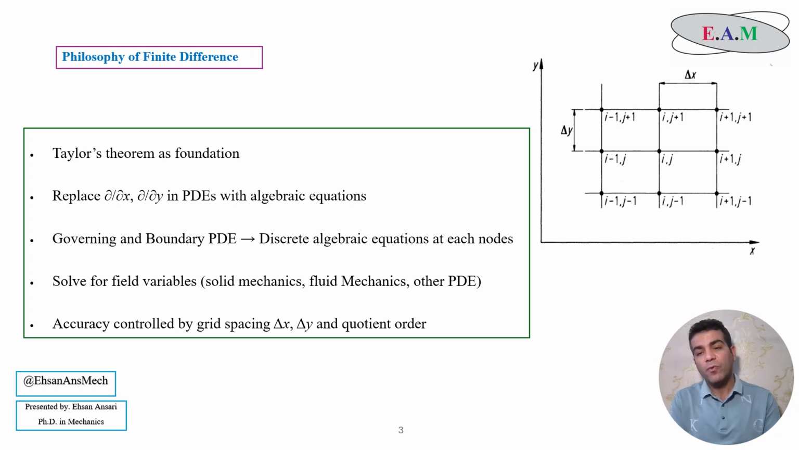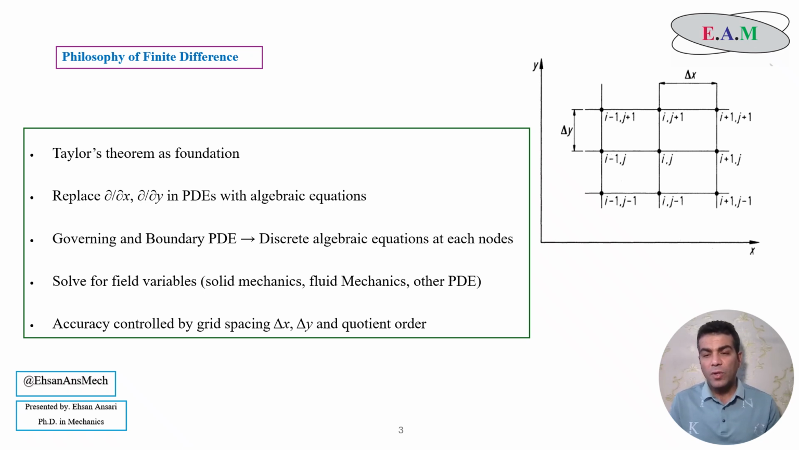Applying this replacement for every derivative in the governing PDE that I presented in the previous clip, whether partial derivative with respect to x or partial with respect to y, converts the continuous equation into a set of algebraic equations defined at each mesh node. We then assemble these into a large sparse linear system, which we solve for the unknown nodal values like u_{ij}.